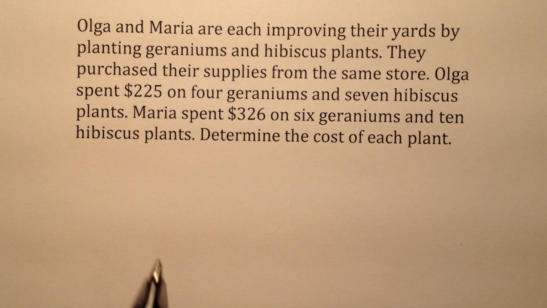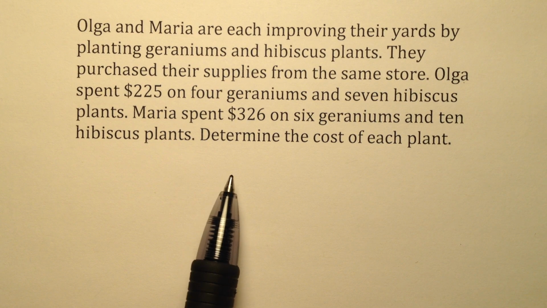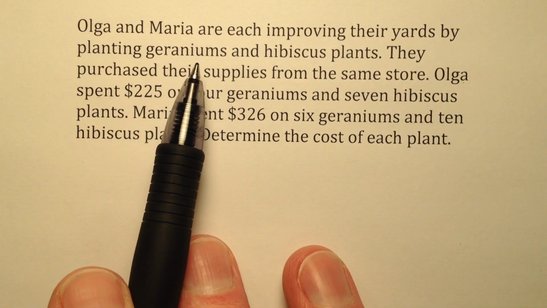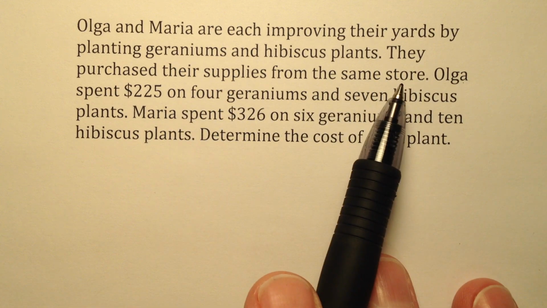In this example, we're going to read through this situation, define a couple of variables, and then write and solve a linear system. So Olga and Maria are each improving their yards by planting geraniums and hibiscus plants. They purchased their supplies from the same store.